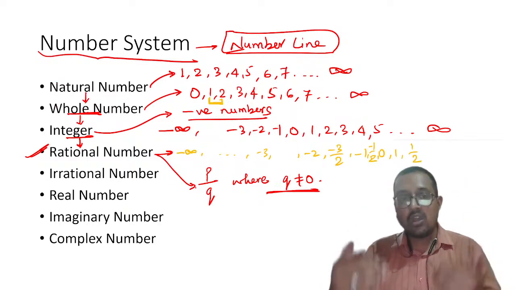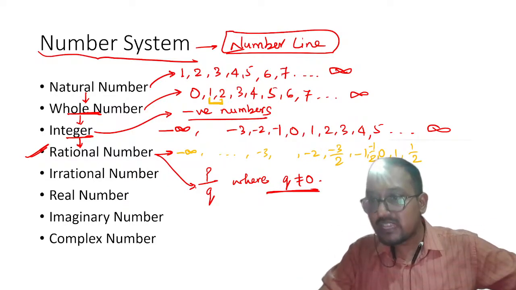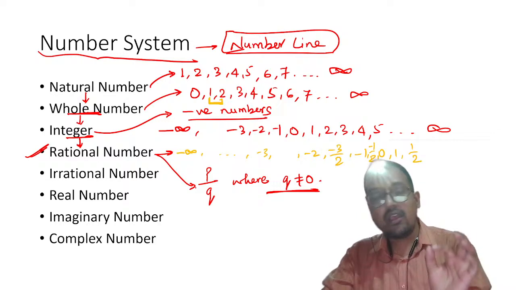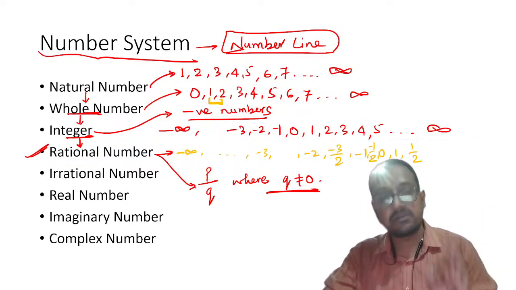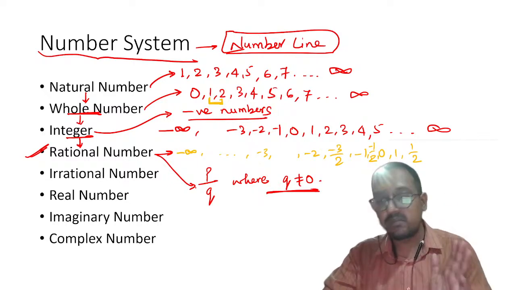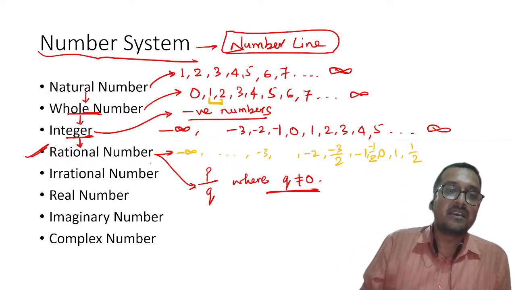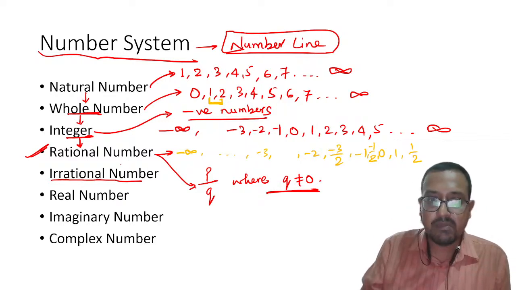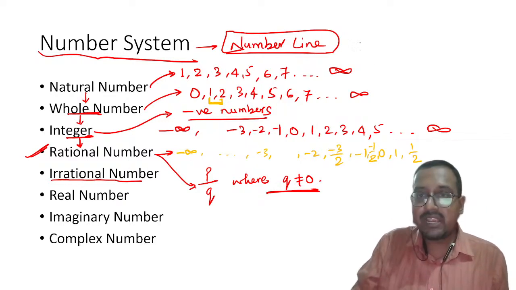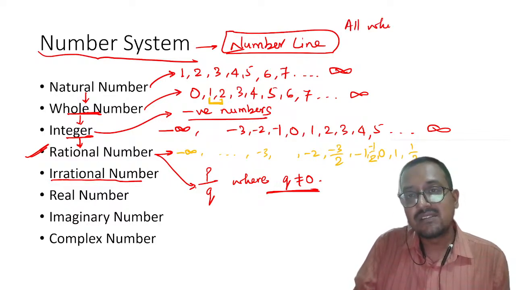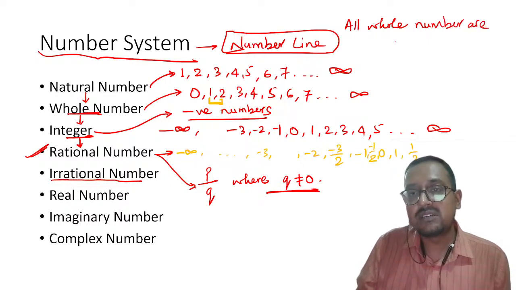Can I say all whole numbers are natural numbers? Yes or no? Please answer. Can I say all whole numbers are natural numbers? Is it correct or not? Please answer. Now, my dear students, what was happening? Once we were exploring p by q, I have asked: all whole numbers are natural numbers.